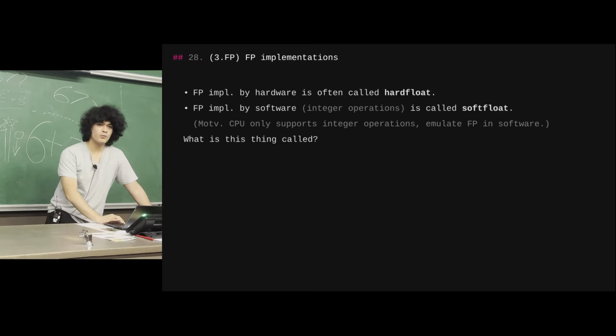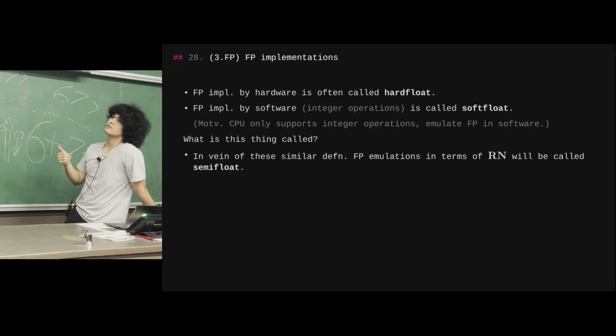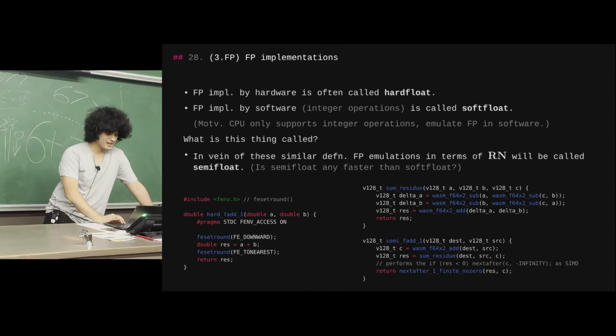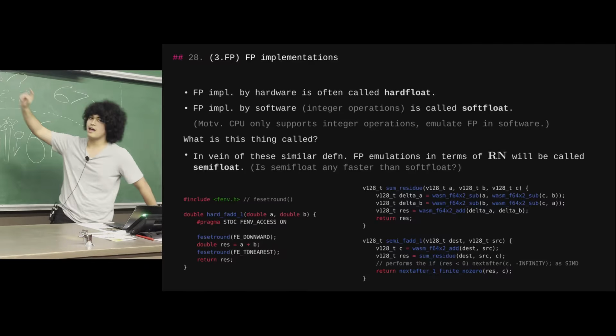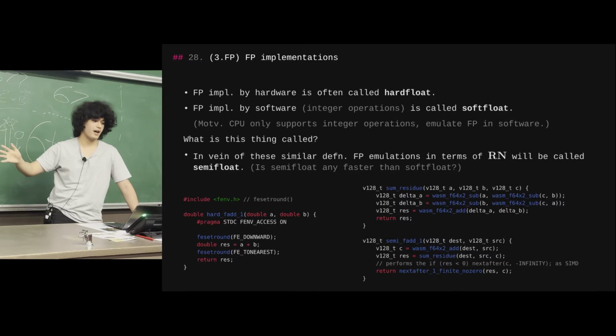So what is this thing that we came up with called? It doesn't have a name, but in the vein of these similar definitions, I'm just going to call this Semifloat, and I'll use that name for the rest of the talk. So now, is Semifloat any faster than these three? On the left, that's hard float. We're not beating that. It's the fastest.